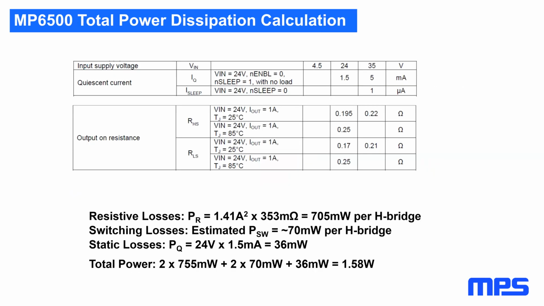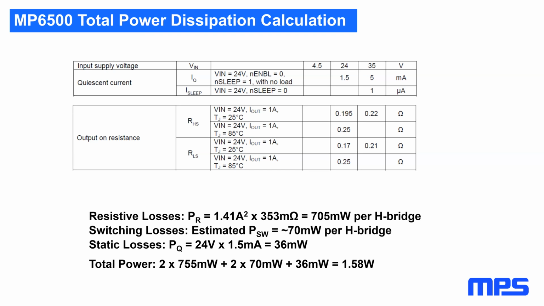So from the last slide, we know that the total power dissipation is the sum of the resistive losses, switching losses, and static losses. So let's use an example to do some calculations. 2 amps of peak current in the MP6500. So depending on the step mode, 2 amp peak probably means the RMS current driven is 2 amps times 0.707, or 1.41 amps RMS. Remember, the current driven is approximately sine and cosine waveforms.